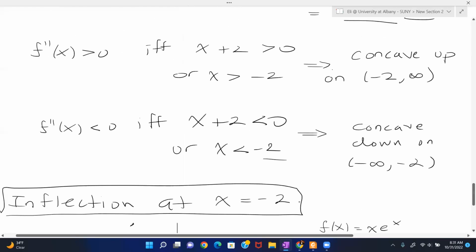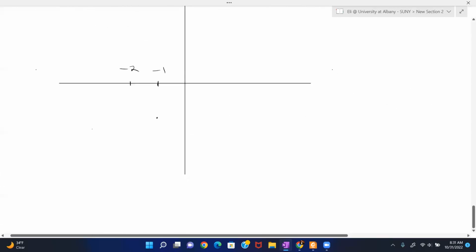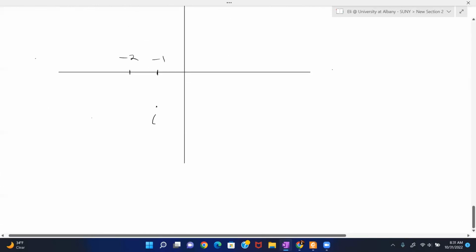Oh, did I calculate this wrong? The minimum? Oh, there should be this negative in front. I'm just going to keep it as negative e^-1, actually, just be cleaner to write that. So we have a minimum point at x = -1, y = -e^-1.